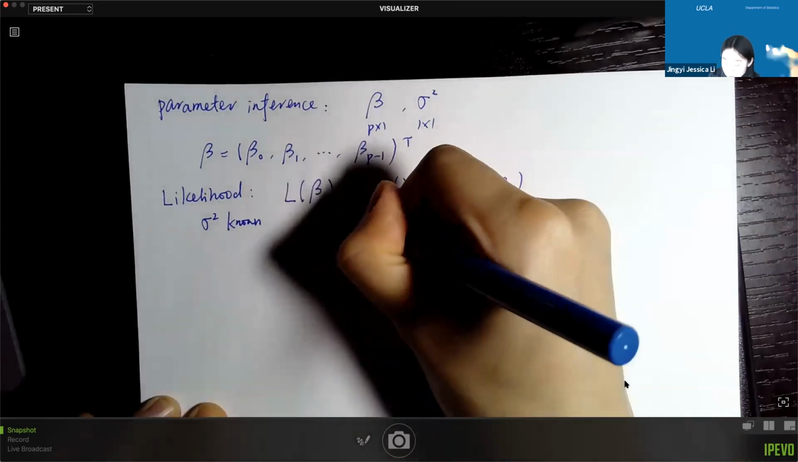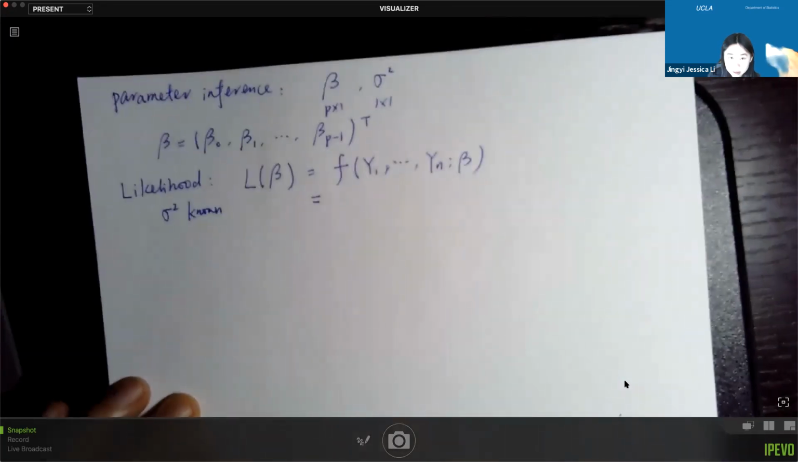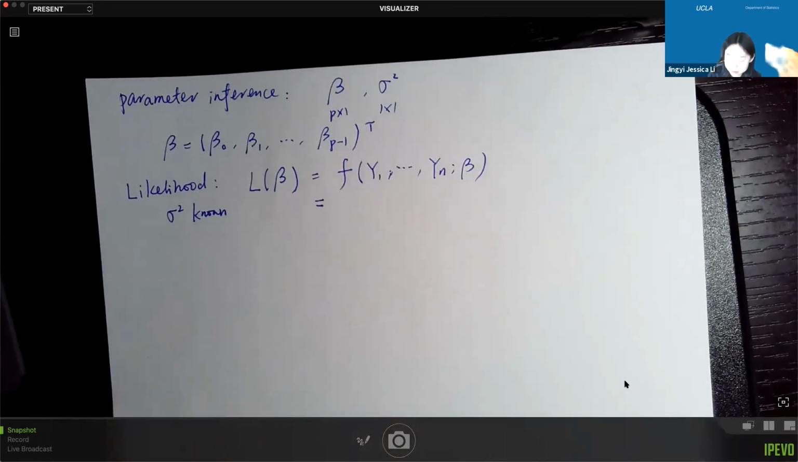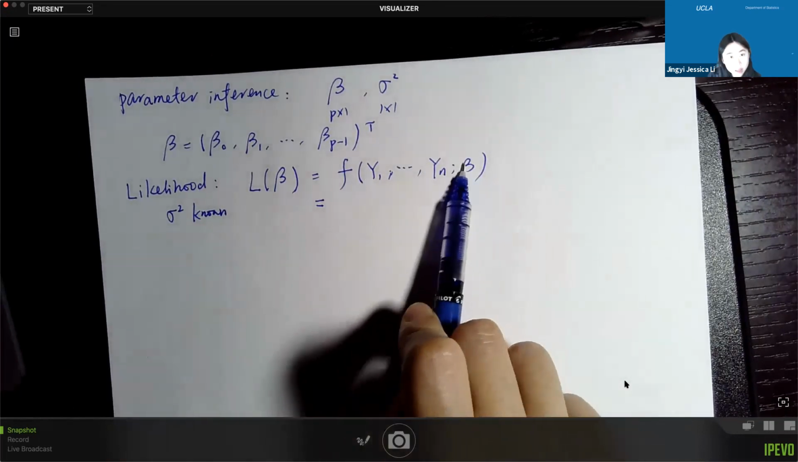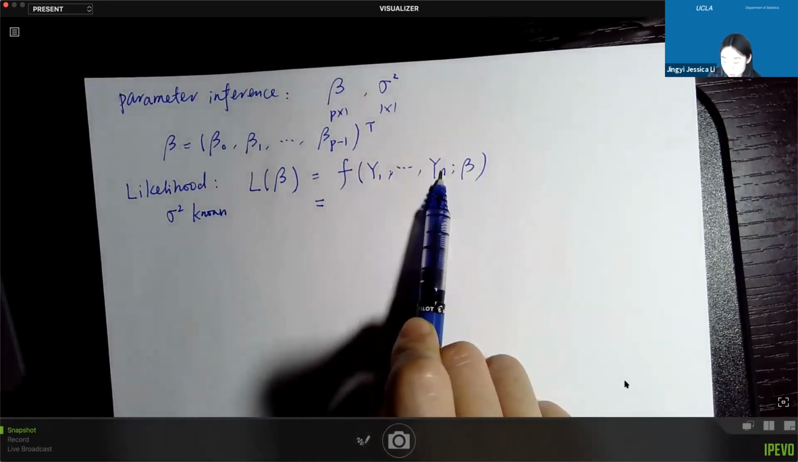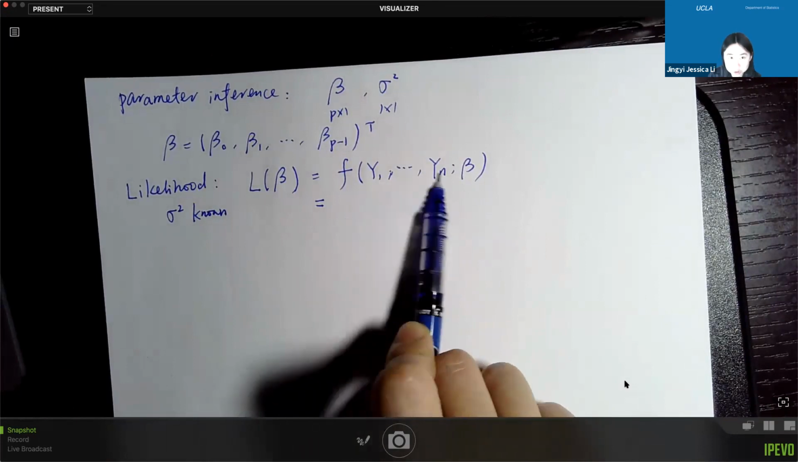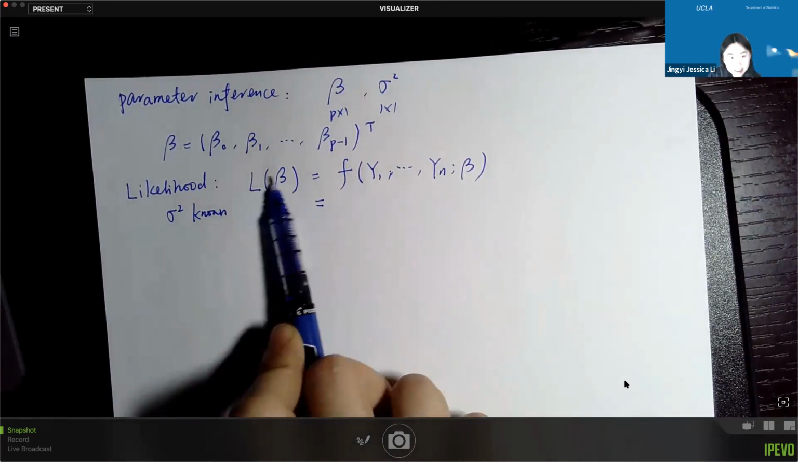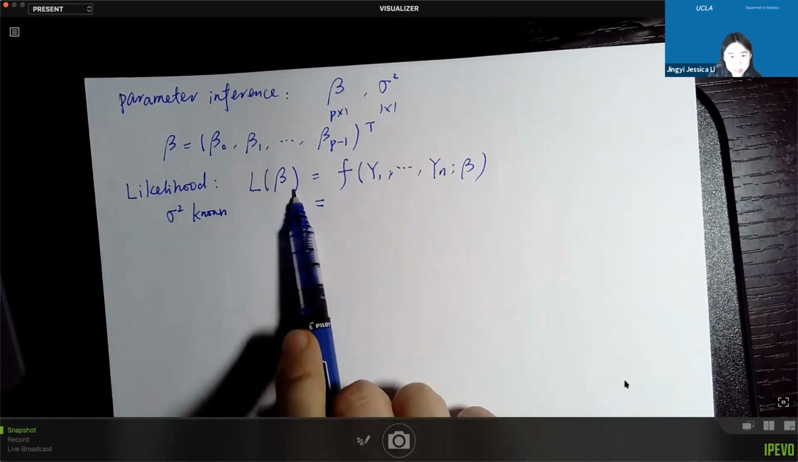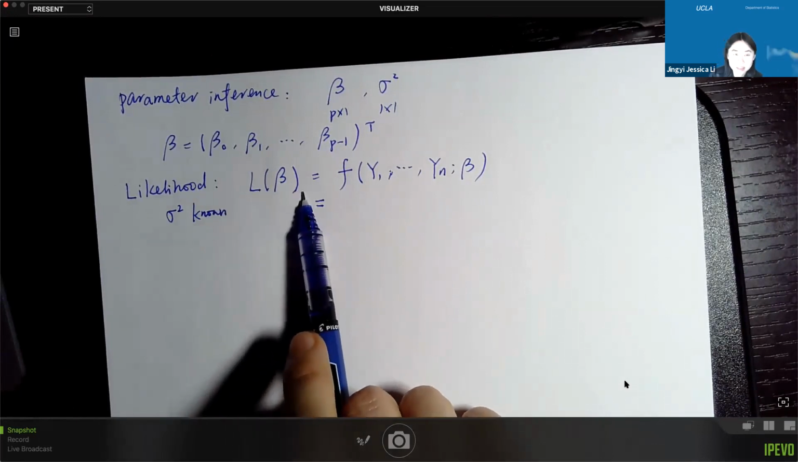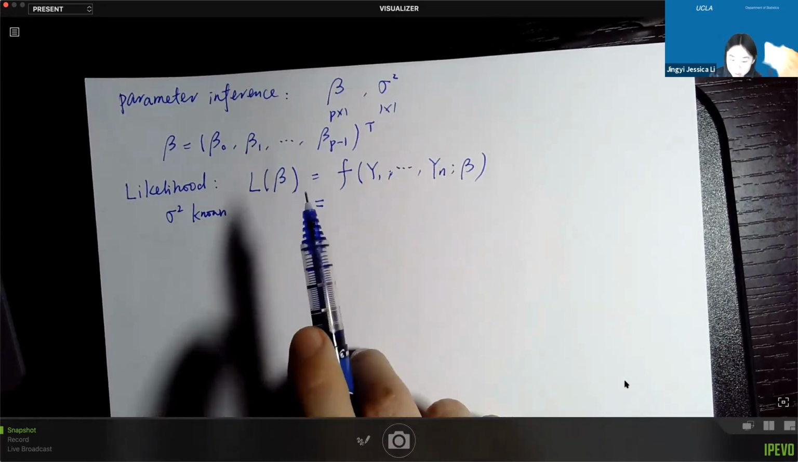Okay, one more thing is that by saying the density, we assume that beta is fixed, but the n values y1 to yn may change. While when we write the likelihood, we assume the data is fixed: y1 to yn are fixed, but the beta value can change. That's why I say they are talking about different arguments.